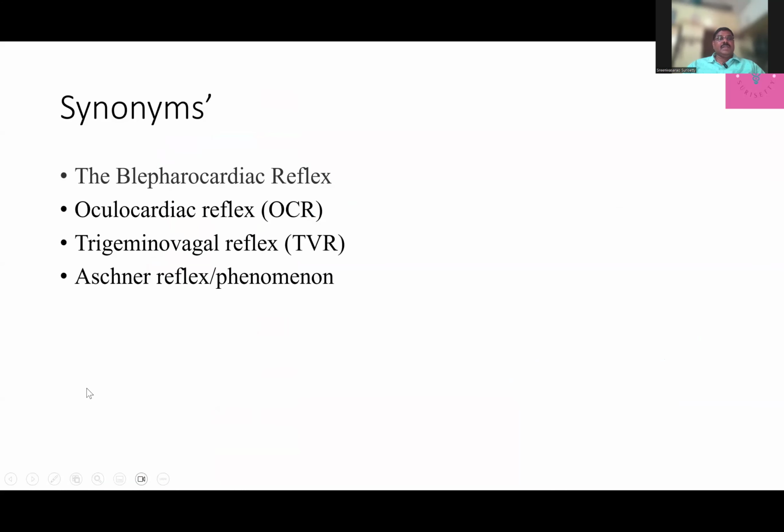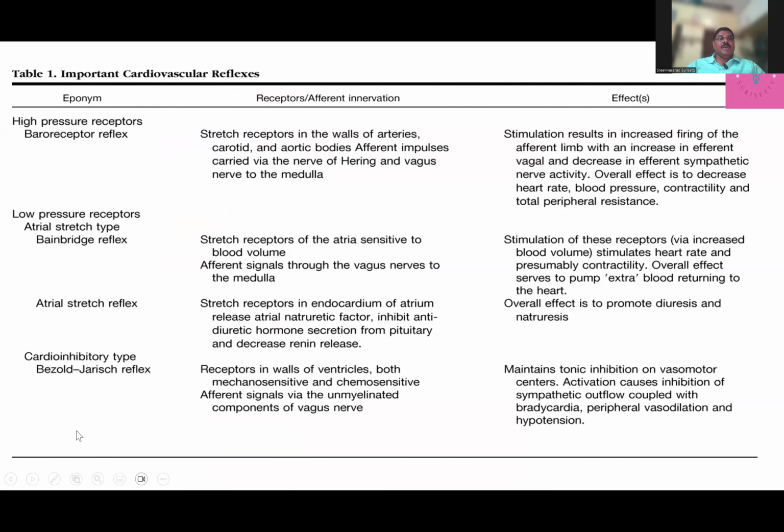So, what are the synonyms of the oculocardiac reflex? The blepharocardiac reflex, oculocardiac reflex, trigeminovagal reflex, Aschner reflex and Aschner phenomenon. These are all the synonyms. There are different cardiovascular reflexes where some nervous stimulus activates the vagus nerve and affects the cardiac inhibitory system, like the Bezold-Jarisch reflex, atrial stretch reflex, Bainbridge reflex and Brody reflex. These are other cardiovascular reflexes.